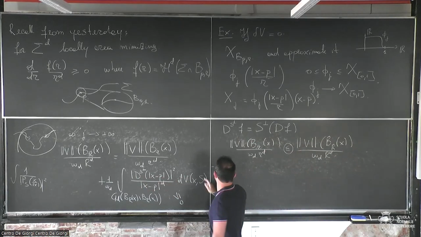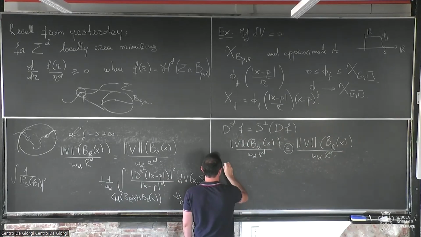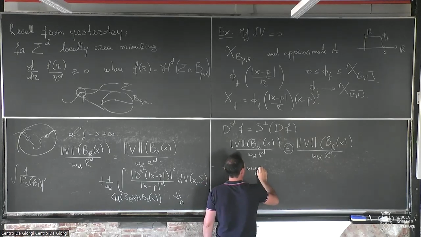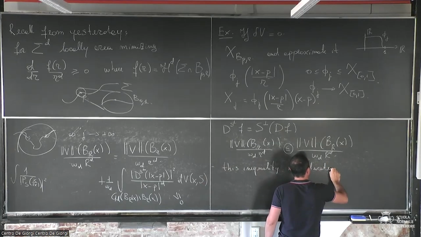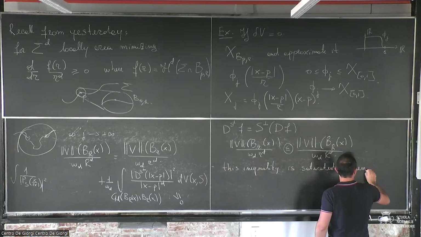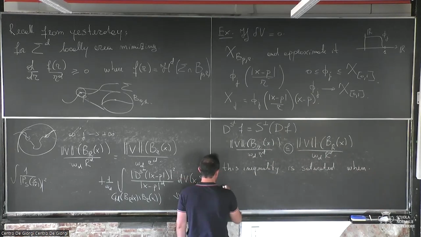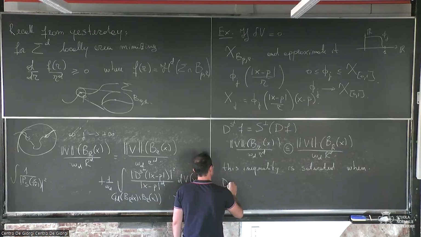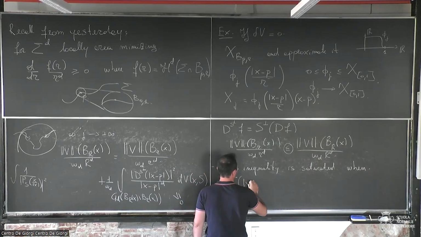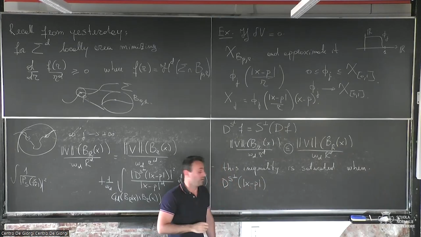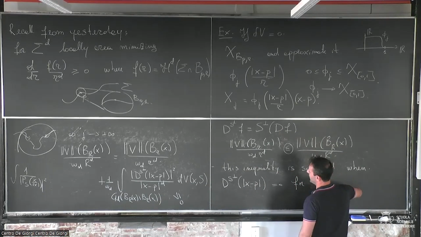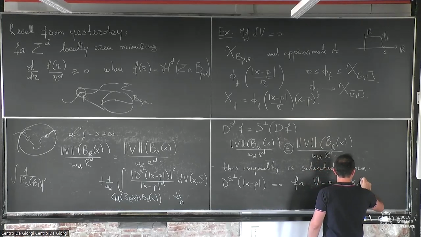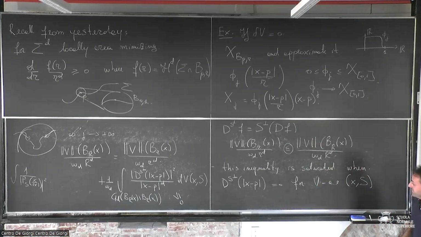So this inequality is saturated when this guy, the gradient S orthogonal of the norm of x minus p, is equal to 0 for V almost every x and S, right? So what does this mean?